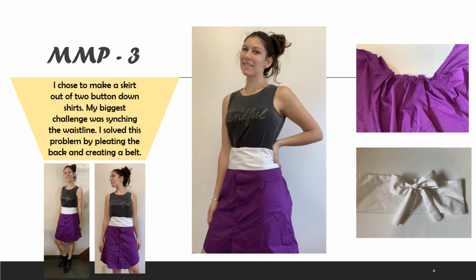I solved this by creating a belt out of the second shirt that I had to use, and I put a bow in the back of the skirt to make the ruffles more cohesive, and it stayed with my theme of clean lines in the front and party in the back. So yeah, this project was really interesting for me to see how quickly something can be transformed, and I think I did well with it.